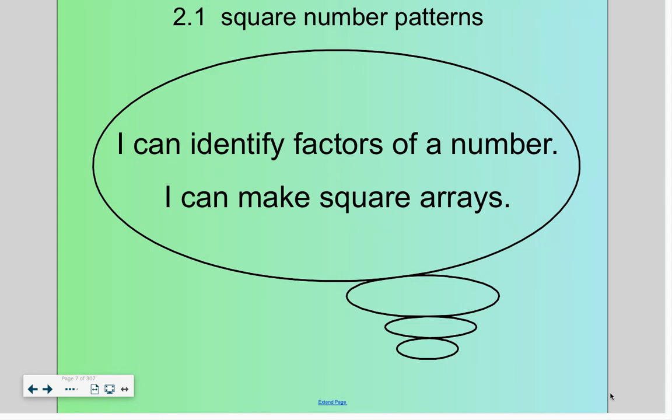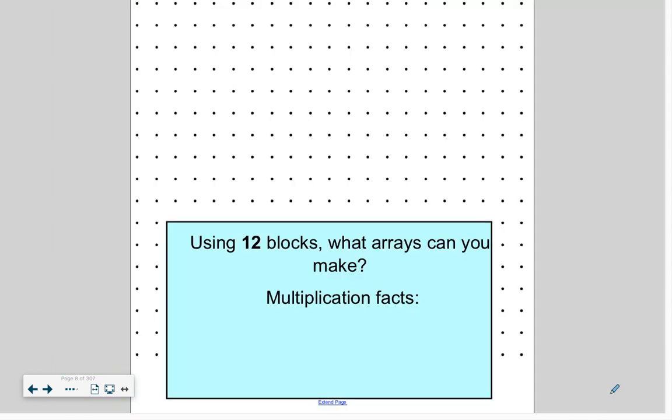Hello, today we are going to identify factors of a number and make square arrays. The first thing I want you to do is take 12 blocks or counters and make as many arrays as you can. Once you make your array, I want you to figure out what the different multiplication facts would be. I'll start one for you.